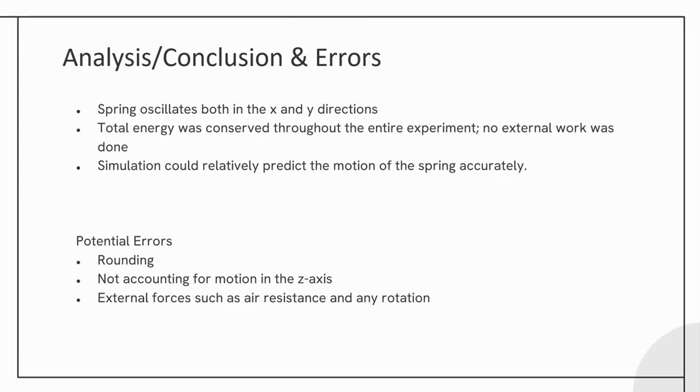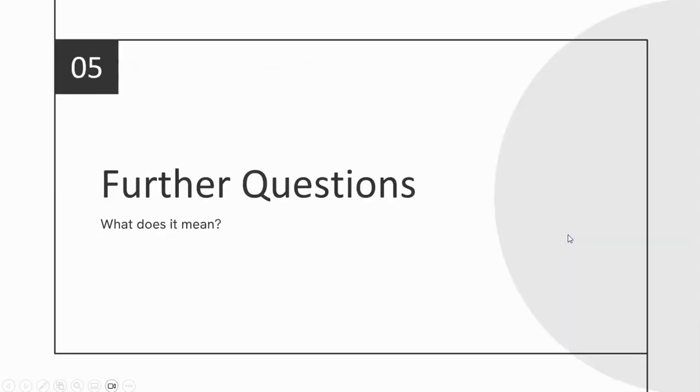Some potential errors in this experiment could be any rounding that was done throughout the process, and not accounting for motion in the z-axis, since some motion could have happened that way, but we only looked at it in the x and the y direction. Other forces like air resistance or any rotation that the object had were not accounted for, so that's why the simulation could be different from the observed experiment.